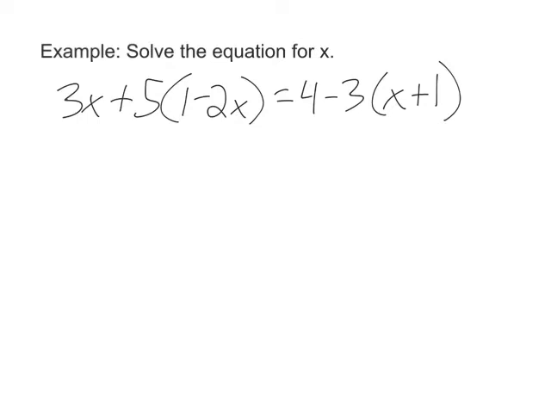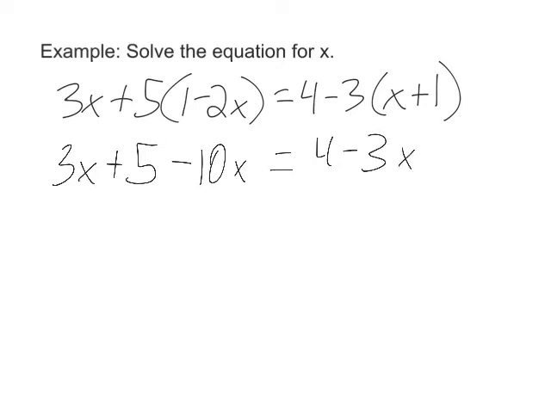So over here on the left hand side, 3x plus, distribute your 5. You've got 5 times 1, and then 5 times negative 2x. And then on the right hand side we have 4, and then minus 3 times x, and then minus 3 times positive 1.